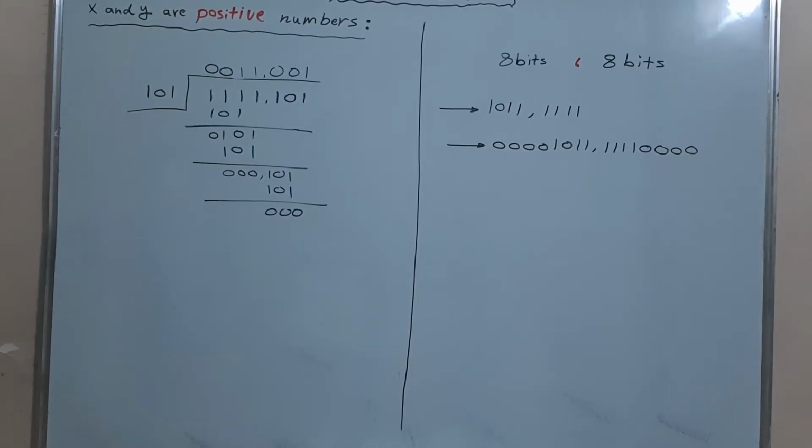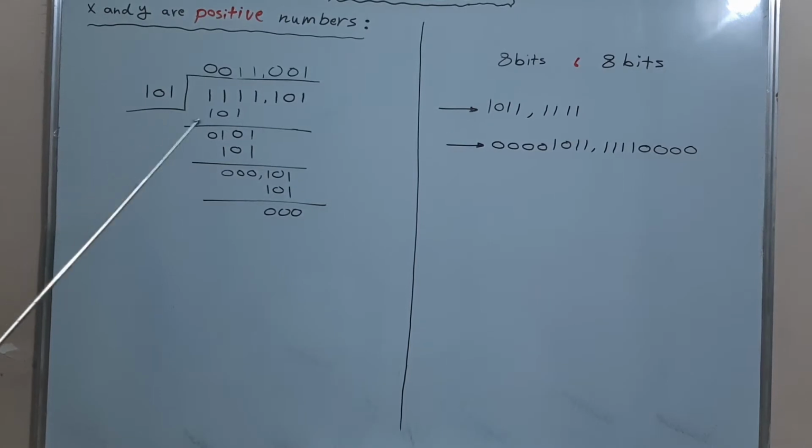Hello, in this video we will do an experimental computer system which can do x divided by y, and both x and y are positive numbers. We will take an example on how the division operation is done in the binary system.